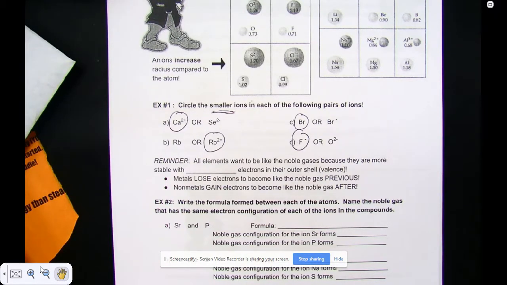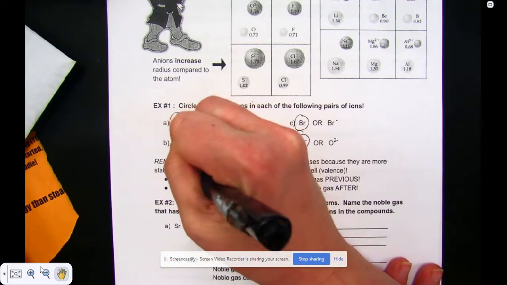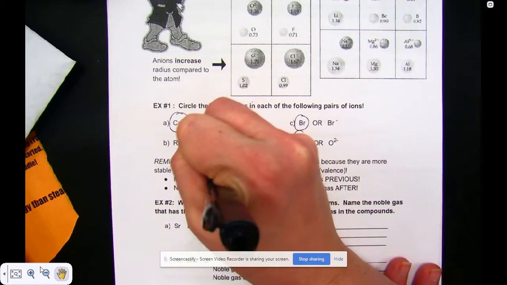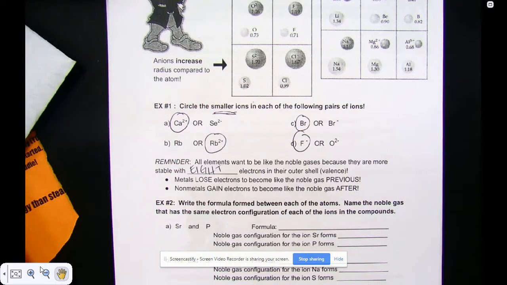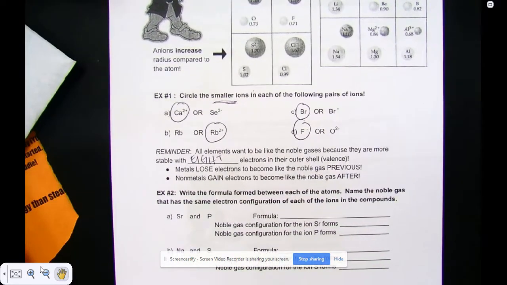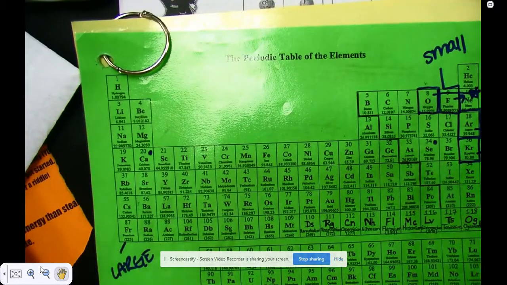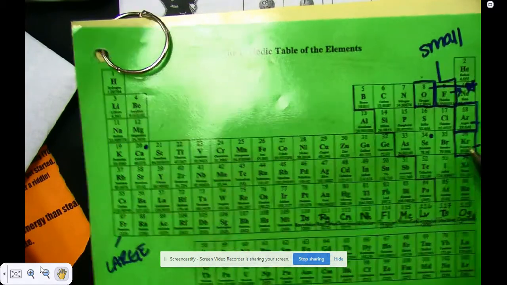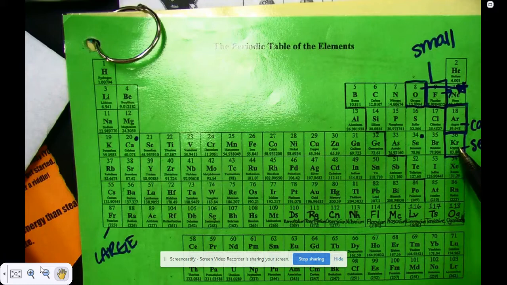All right, so again, reminder, all elements want to be like the noble gases because they're more stable with exactly 8 electrons in their outer shell. Those are their valence electrons. Remember, metals lose electrons and become like the noble gas in the previous row, and nonmetals gain electrons to become like the noble gas in the following row. That's what we saw happen here with calcium. Calcium became like argon in the row above it, whereas selenium became like the noble gas in front of it.